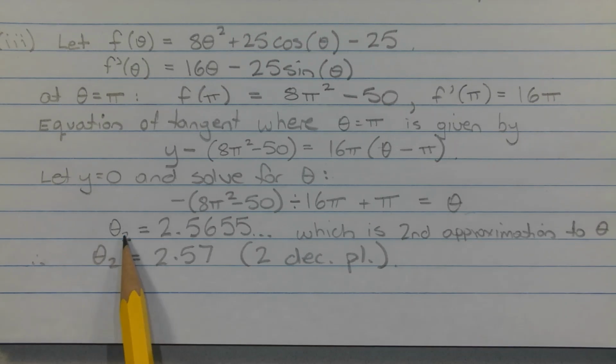So I'm going to call that theta 2. So theta 2 is equal to 2.5655 and so on. And I've already stated that's the second approximation to theta. So therefore, theta 2 is equal to 2.57, correct to 2 decimal places.